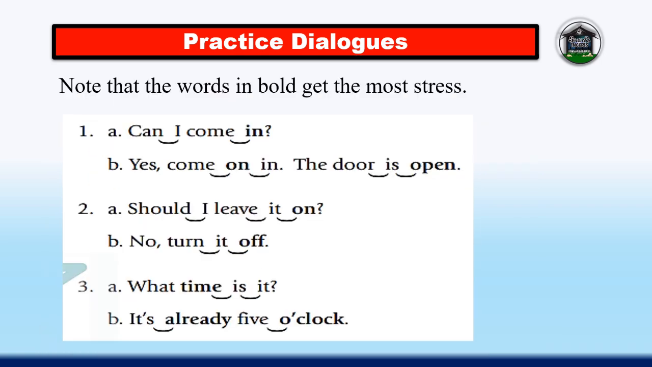Dialogues for practice. Linking consonant to vowel. Many of the words in the following sentences end in a consonant, and the following word begins with a vowel. Notice how smooth the sentences sound when these words are connected.